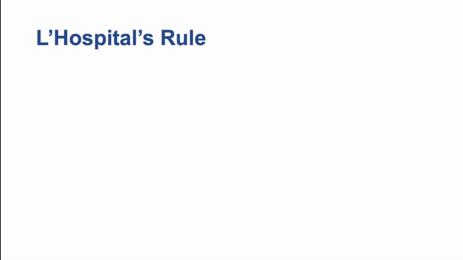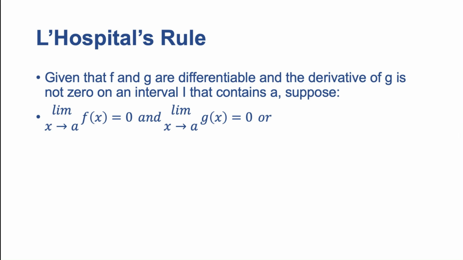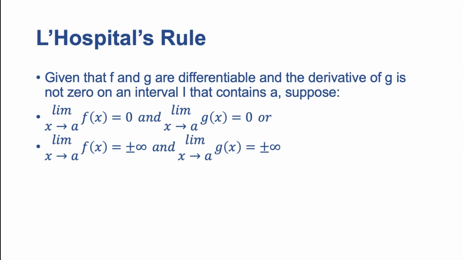Now, L'Hopital's rule says that given functions f and g that are differentiable, and the derivative of g is not 0 because that's going to be in a fraction, we don't want to divide by 0, on an interval I that contains a point a. Suppose that the limit as x approaches a of f of x is equal to 0, and the limit as x approaches a of g of x is equal to 0. Or likewise, the limit as x approaches a of f of x is plus or minus infinity, and the limit as x approaches a of g of x is plus or minus infinity.